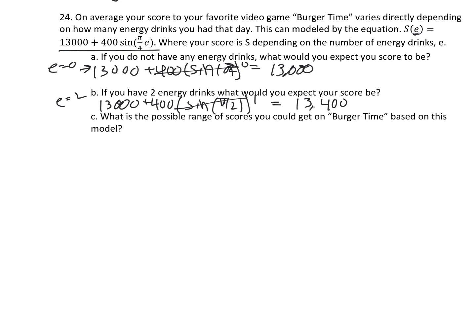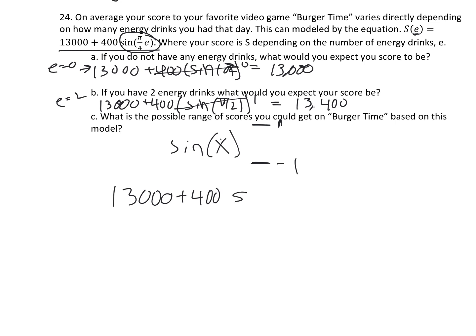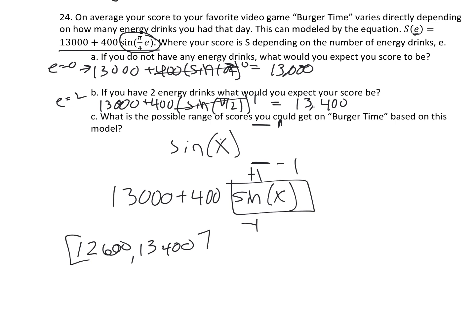And then finally, what are the possible ranges? This is where it gets a little bit more in theory. Sine of anything has a range of +1 and -1. And if I look at it in the context of this equation, it doesn't matter what's actually inside. That means this value can alternate between +1 and -1. I don't know why I put them in the wrong order. So at a high end, I can have 13,000 plus 400. And on the lowest end, I can have 13,000 minus 400. So this is my possible ranges.